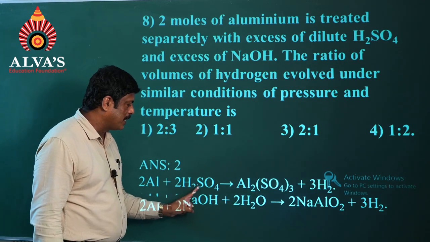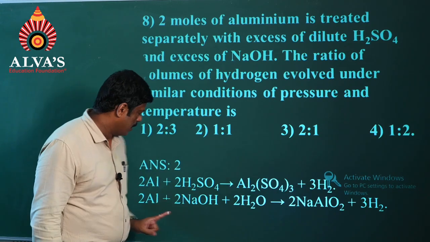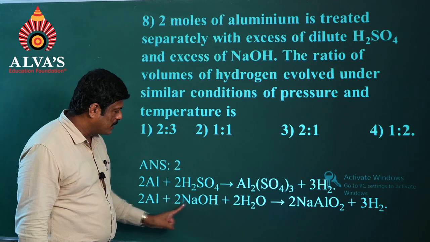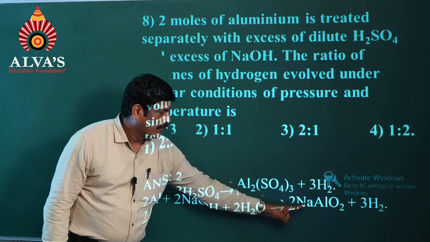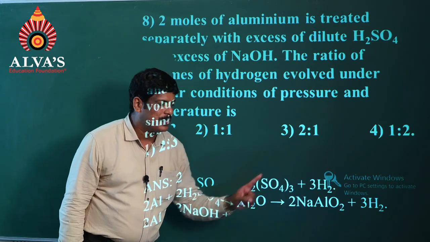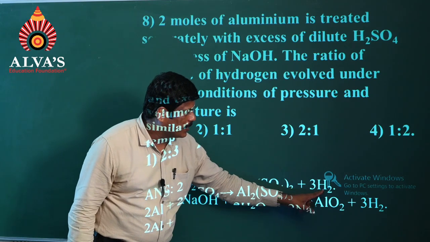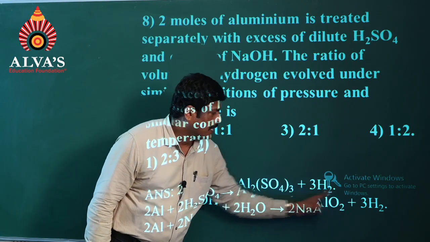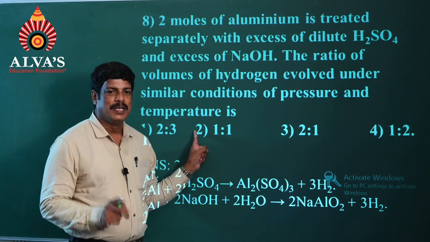When aluminum is treated with sulfuric acid, you will get aluminum sulphate and hydrogen gas. And meanwhile, when aluminum is treated with sodium hydroxide in the dilute media, you will get sodium aluminate and hydrogen gas. When you balance these two reactions, you will get 3 hydrogen gas here and 3 hydrogen gas here. Means 3:3, the ratio is 1:1. Hence the option must be the second one.